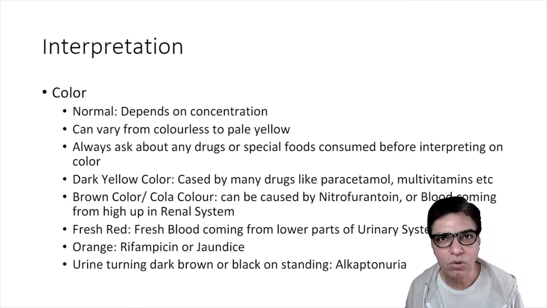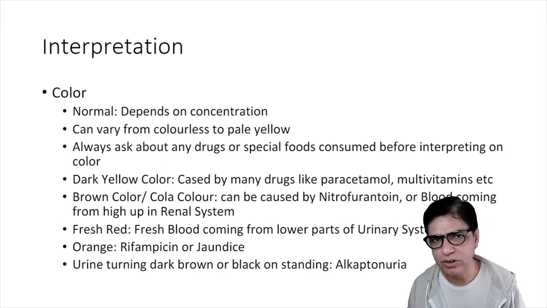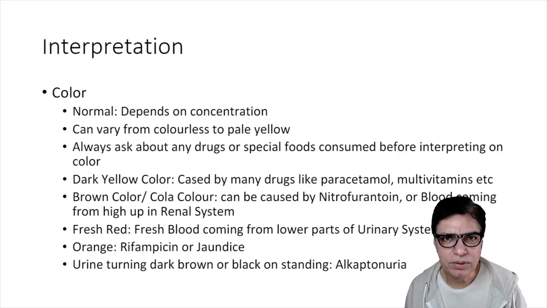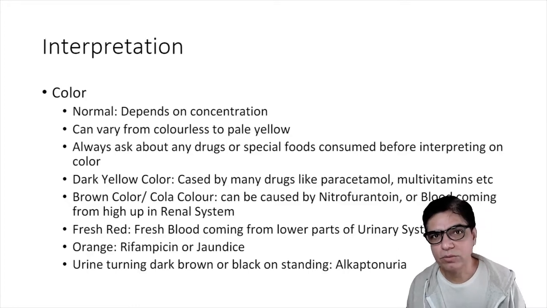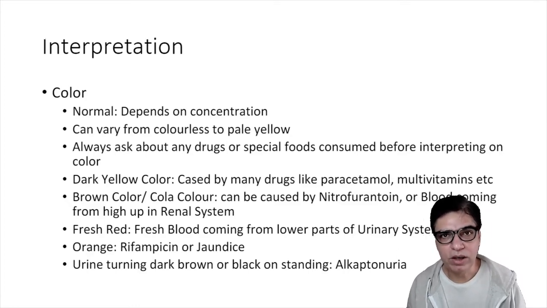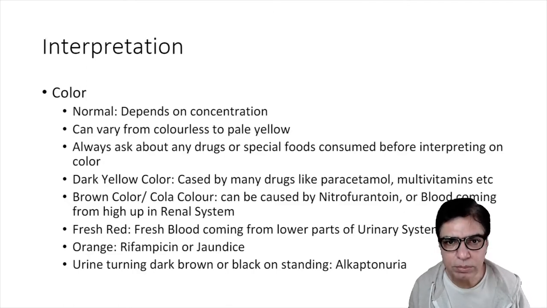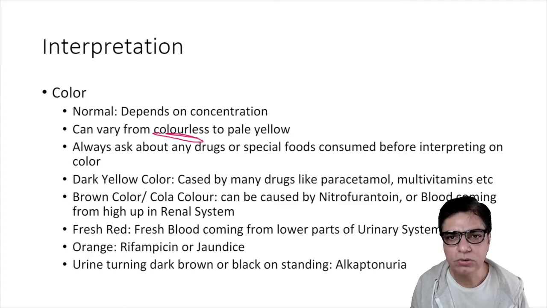It depends how concentrated the urine is. So if the child has been drinking normally, most of the time the urine would be colorless, or it might be pale straw colored. If the child has not been drinking well, then he would have a very concentrated urine and it would be quite dark yellow. So remember that the color can vary from being colorless to pale yellow.